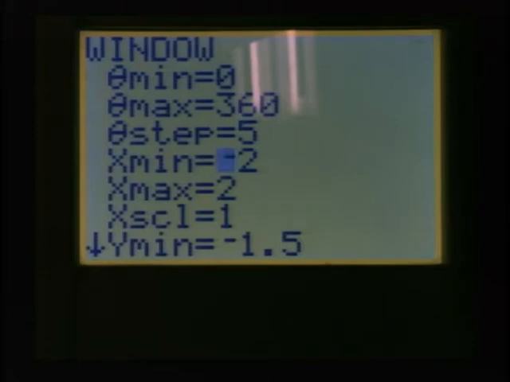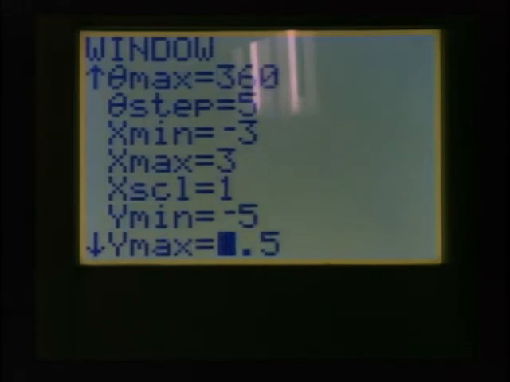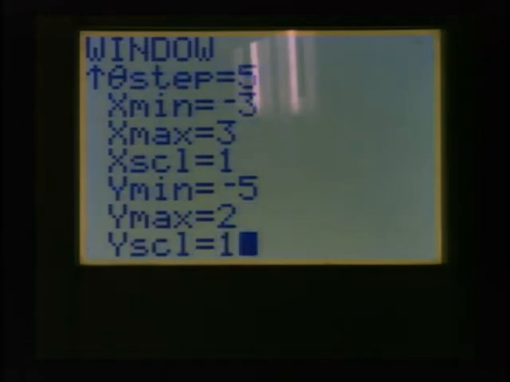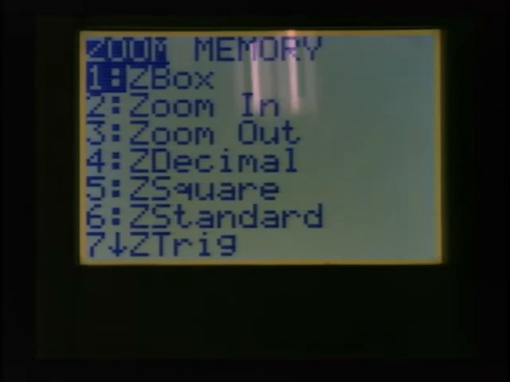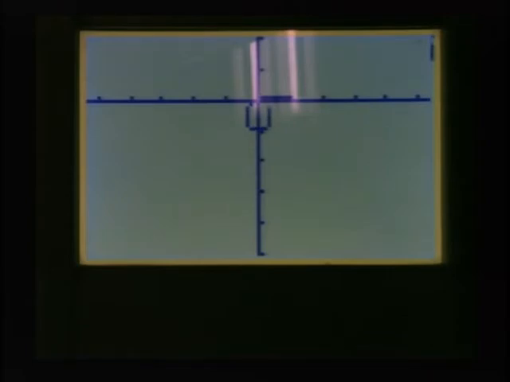So on x, say -3 to 3, 1, and vertically maybe negative 5 to 2, 1. And then we will square up this picture because of the distortion created by those strange window settings after we get the picture. Then if I go to the zoom command, and I look down here and pick square, number 5, it'll draw this in an undistorted form.